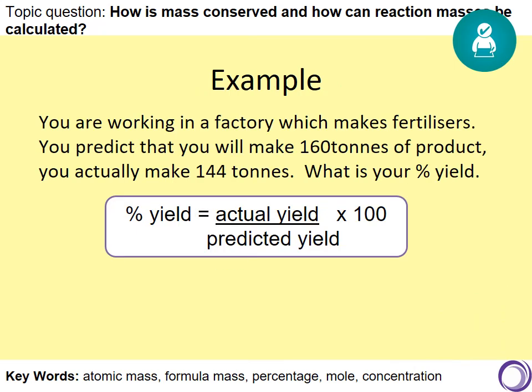Here we have an example then. You're working in a factory that makes fertilisers. You predict that you make 160 tonnes, but you actually make 144. What is your percentage yield? We use the equation and substitute in the values. Our actual yield was 144. Our predicted was 160. So we divide those two numbers, multiply by 100, and we get a yield of 90%. This percentage will always be less than 100.